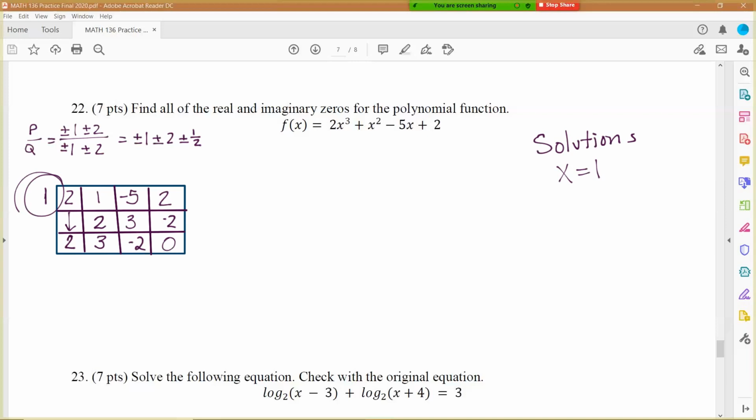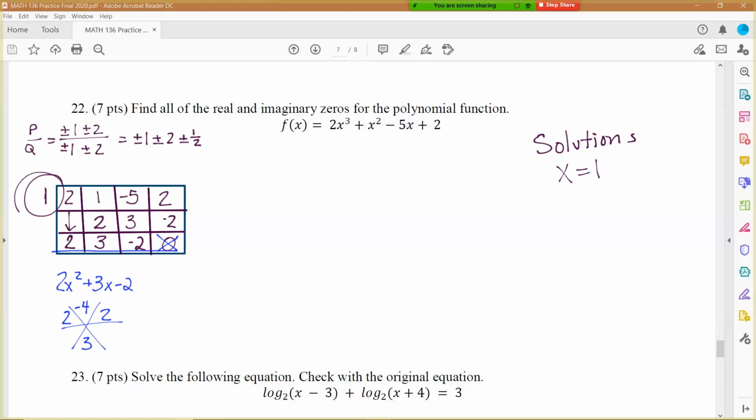Then we're going to take the quadratic that's left. Remember, down here are all the coefficients to your quadratic. The remainder is 0, so we're going to ignore it. So we have 2x squared plus 3x minus 2. And we're going to see if we can factor that. So we're going to put it into our asterisks. 2, 2, 3, and be careful, negative 4.